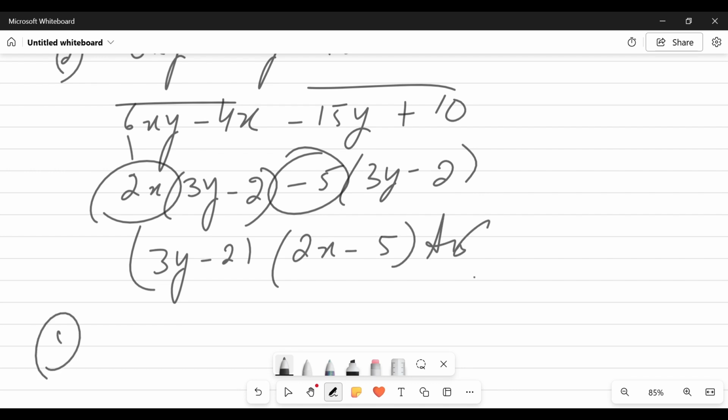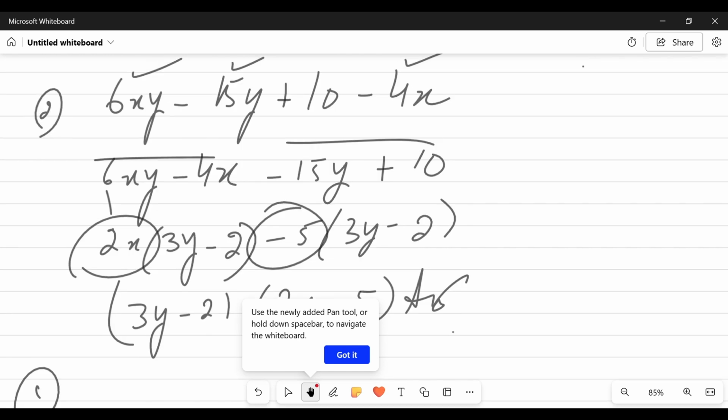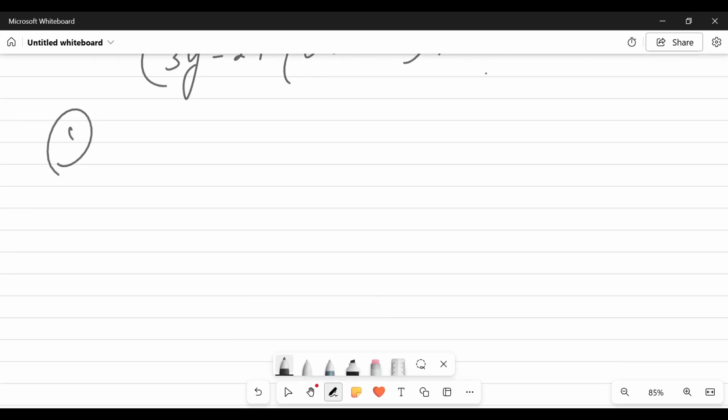Okay, let's solve the next one. The next one is 10 minus 14p plus 7pq and minus 5q. Let's check, students. We need to arrange it. How I'm going to arrange it is 10 and minus 5q, or 7pq and minus 14p. You can take these two numbers as well.